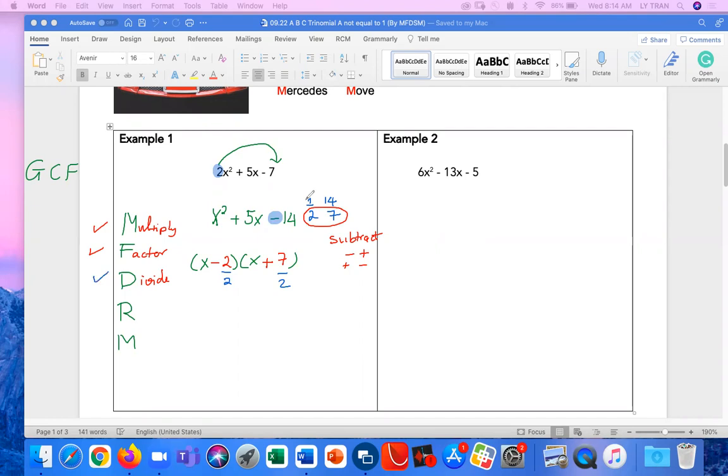Okay. When we divide, we are looking for an opportunity to simplify or to reduce the number if possible, one whole number only. 2 divided by 2 is going to give us 1.